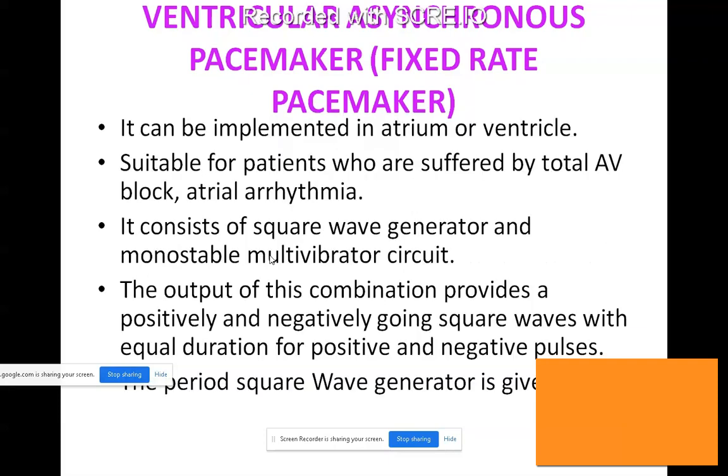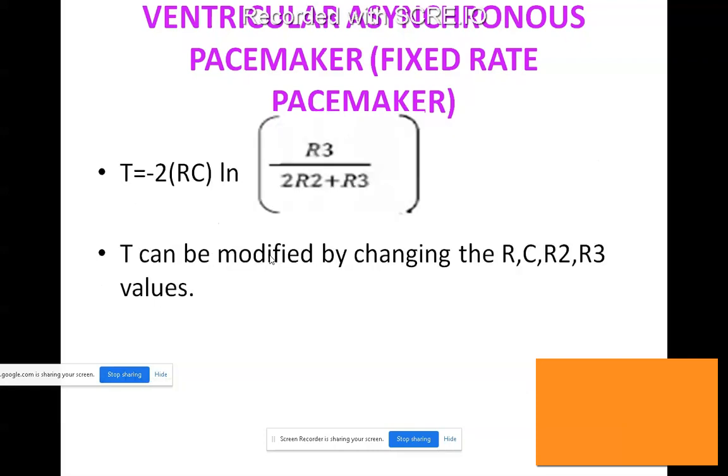And then the period of the square wave generator is given as T. So timing is denoted as T for the square wave. T equals minus 2 RC ln of R3 divided by 2 R2 plus R3. So this is the time rate for the square wave. You can change the time rate by changing the resistor and capacitor values present in the circuit.